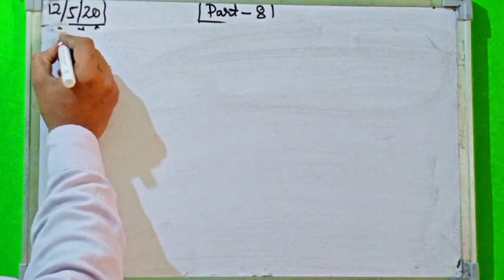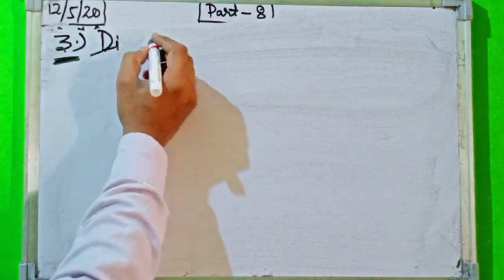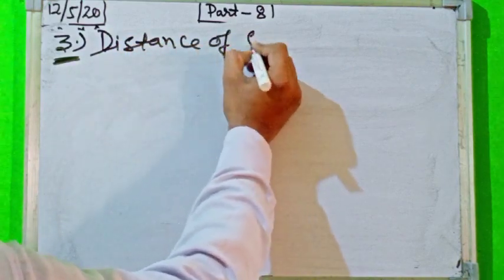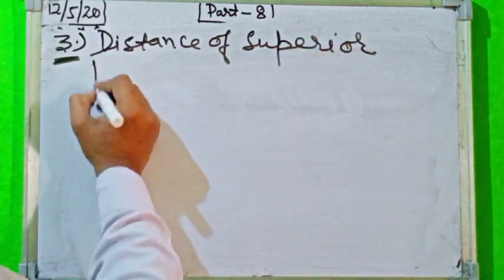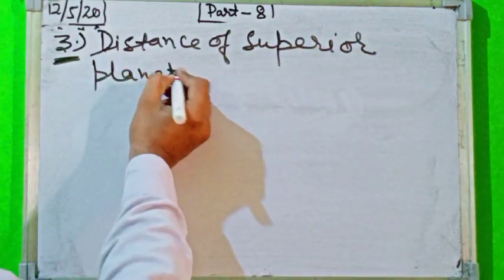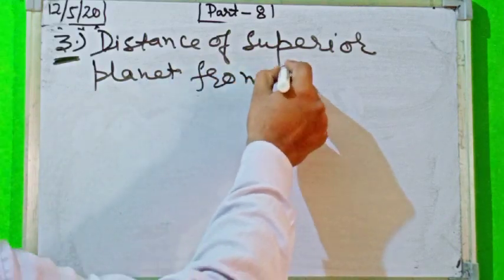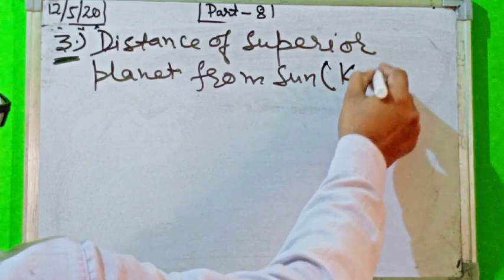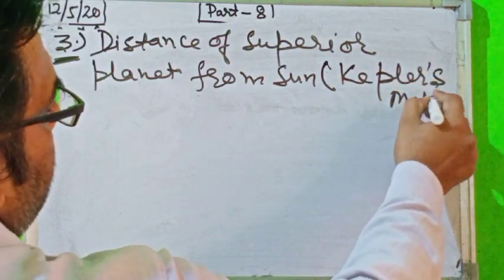distance of superior planet from the sun. Distance of superior planet from sun, and this method is known as Kepler's method.